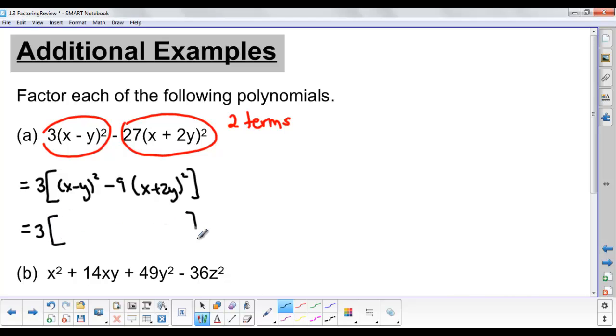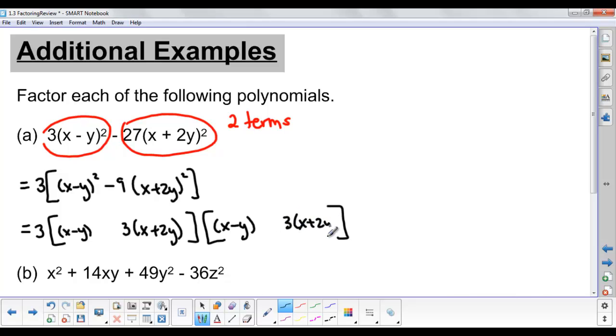Open up two brackets, square root the first term. Well, if I square root the first term, all I'm left with is an x minus y. And if I square root the last term, square root of 9 is 3, and the square root of this bracket squared is just what's inside the bracket. And I'm going to repeat on this side. And remember, one bracket gets a minus sign, and one bracket gets a plus sign.